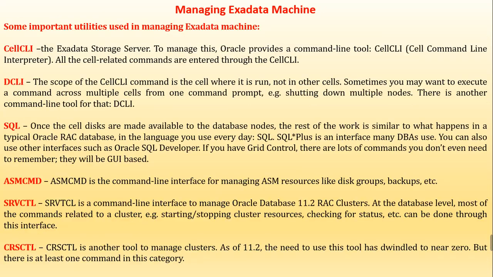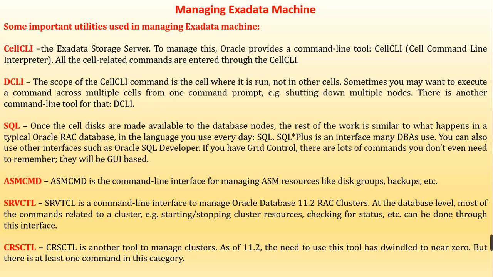Managing Exadata machines. Some important utilities used in managing Exadata machines. These are CellCLI, which we have seen in the previous slides also. CellCLI is for the Exadata storage server. To manage it, Oracle provides a command line tool, CellCLI, the Cell Command Line Interpreter. All the cell related commands are entered through CellCLI. The scope of a CellCLI command is the cell where it is run, not other cells.